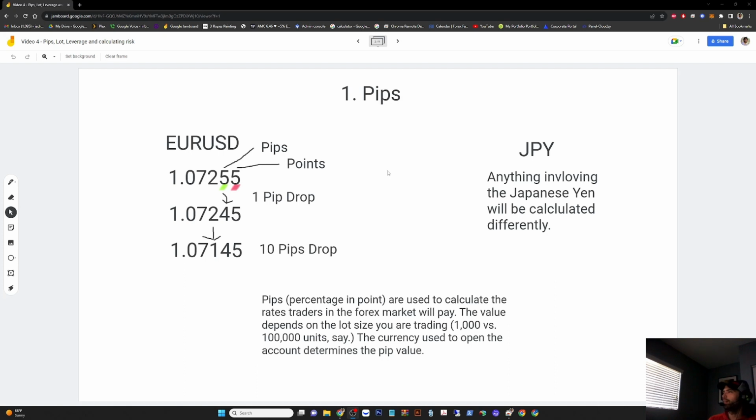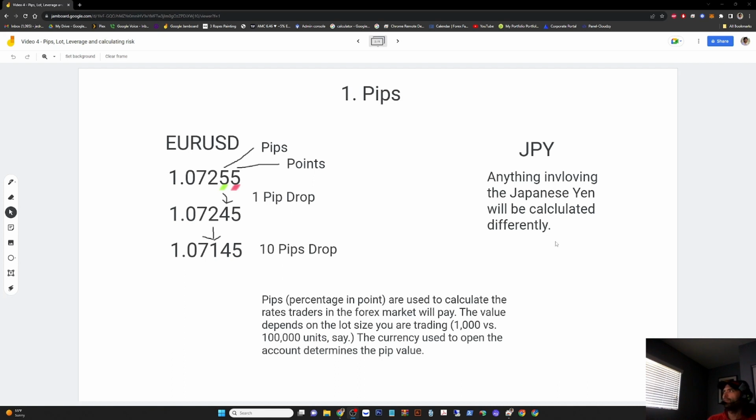For instance, on Euro USD and most of the other pairs we'll be trading, this pip is highlighted in green and the point is highlighted in red. Pip, point. You can see an example of Euro USD dropping 1 pip and the Euro USD then dropping 10 pips. This is dropping 1 pip. This is dropping 10 pips.